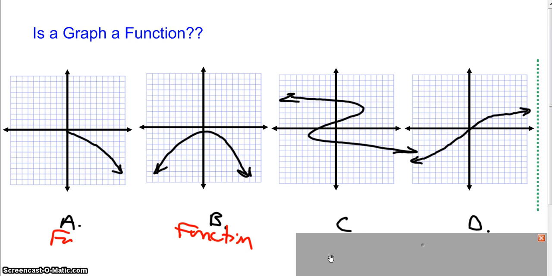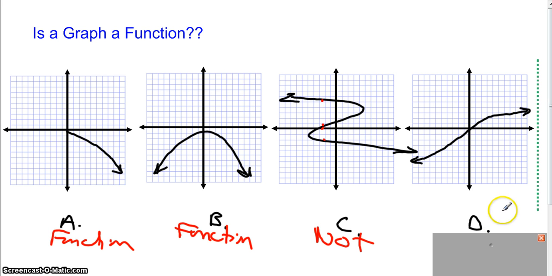This is a function. But now C. If I plug in an x, do I get out just one y? No. So is that a function? No. Not. Okay. And in D, is that a function? Yes. Look at, when you plug in any one x, you get one y.